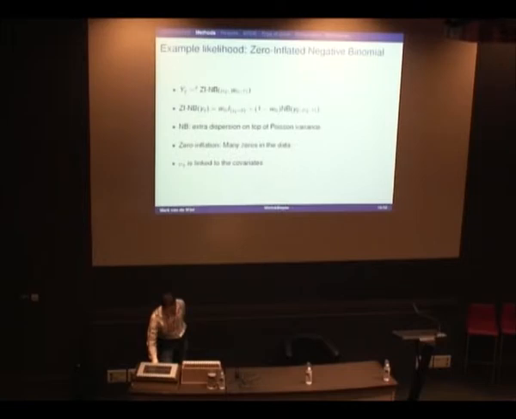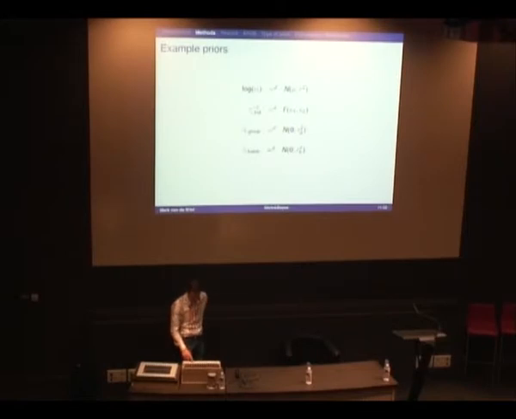Then you have a negative binomial where the data goes in and the parameters are then the mean parameter, like in the Poisson, and then the negative binomial has an extra dispersion parameter, right? That allows it to have more variability than the Poisson. So nothing fancy there. Zero inflation deals with many zeros in the data. In the paper, we have a lot more arguments on why this is useful, but I won't be going into that. And then the mu is linked to the covariates in the ij. So, likelihood.